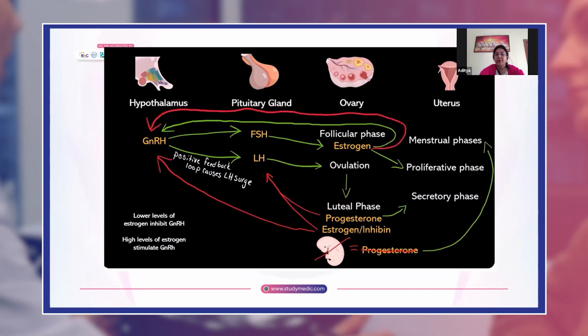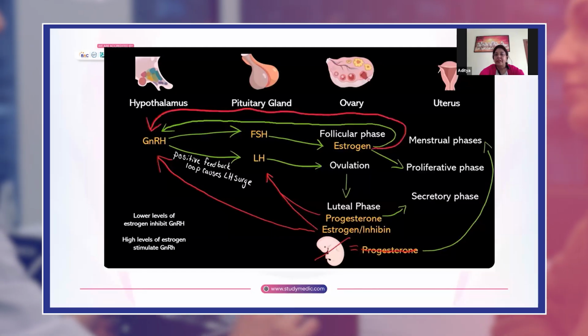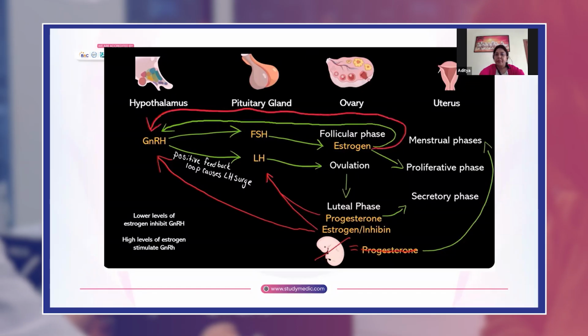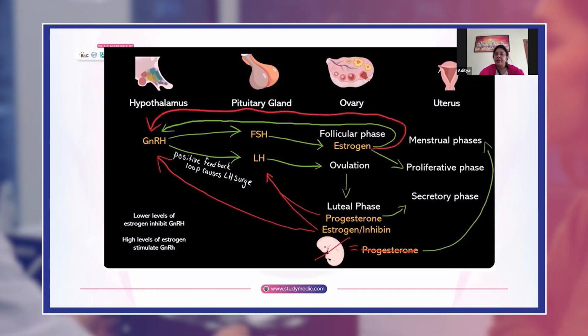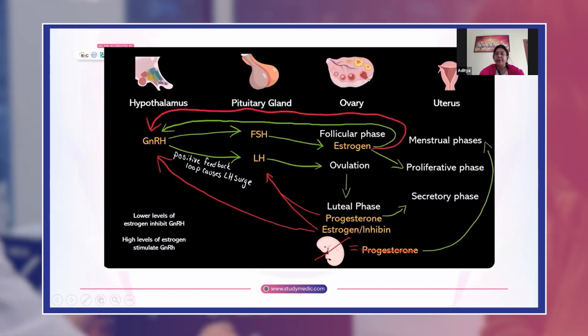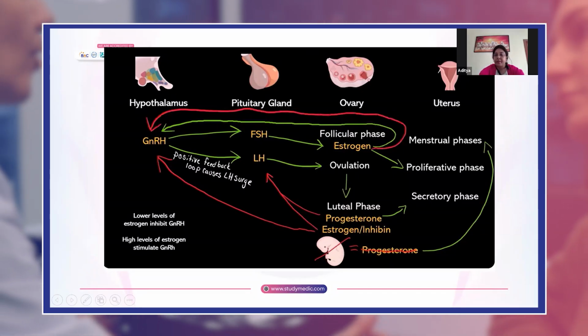This FSH acts on the ovary and is required for follicular growth. This phase is called the follicular phase. When follicles start developing, they produce estrogen. This estrogen acts on the proliferative phase of the uterine endometrium.